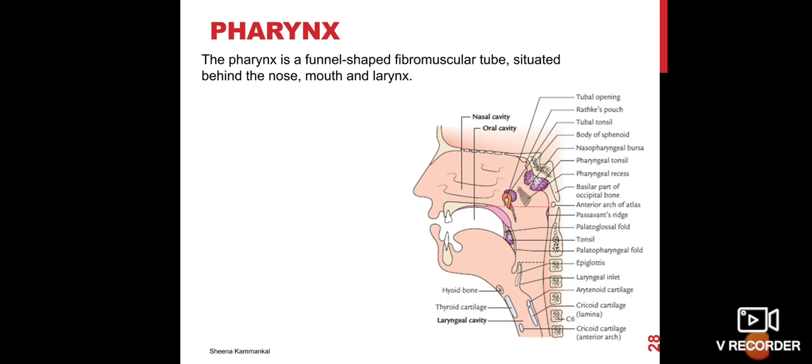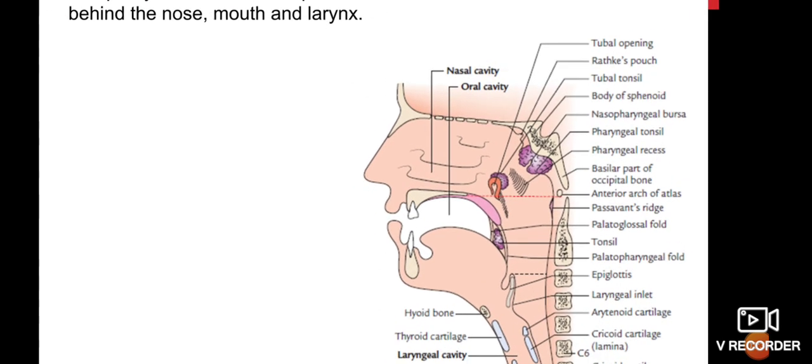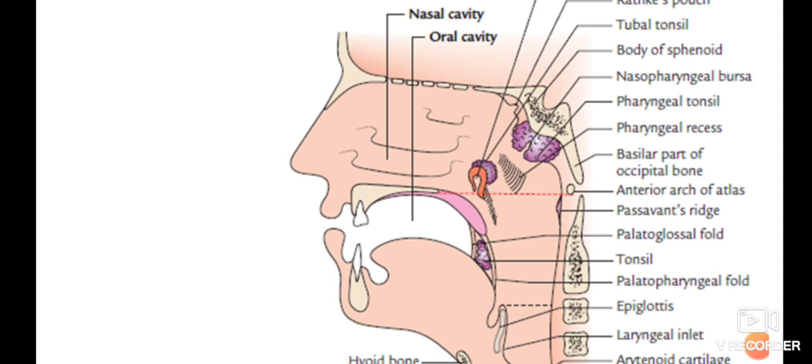So, since these structures, the mouth, nasal cavity, and the larynx, come in front of the pharynx, it is called nasopharynx, oropharynx, and laryngopharynx. When we move to the first part, the nasopharynx, here you can see this is the nasal cavity. Behind the nasal cavity we can see the part of the pharynx. So this line represents the limit of the nasopharynx. It starts from here till here.